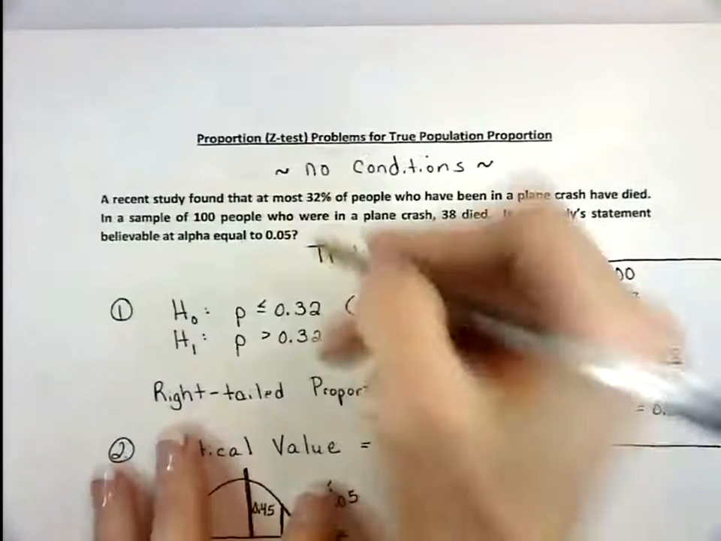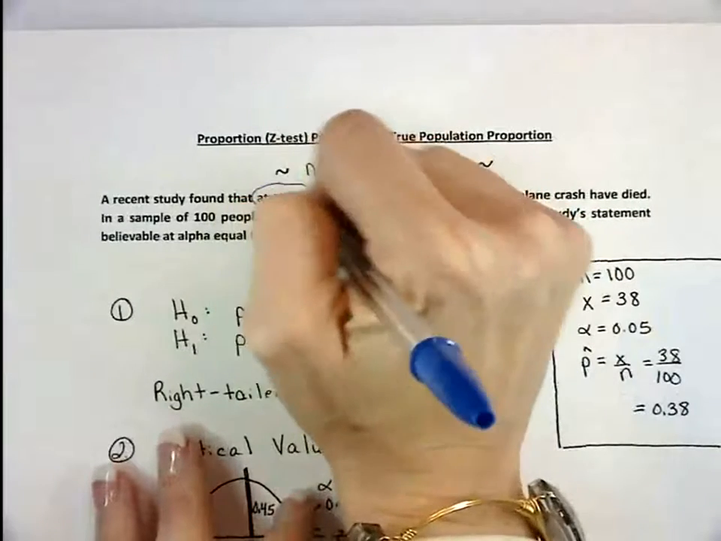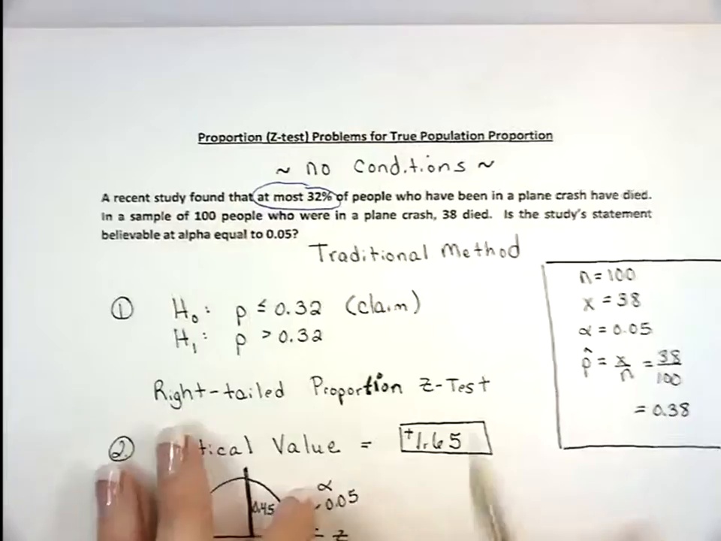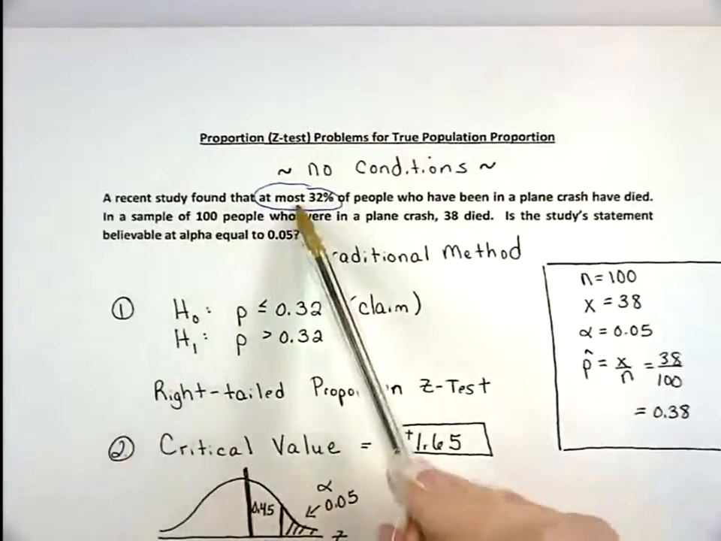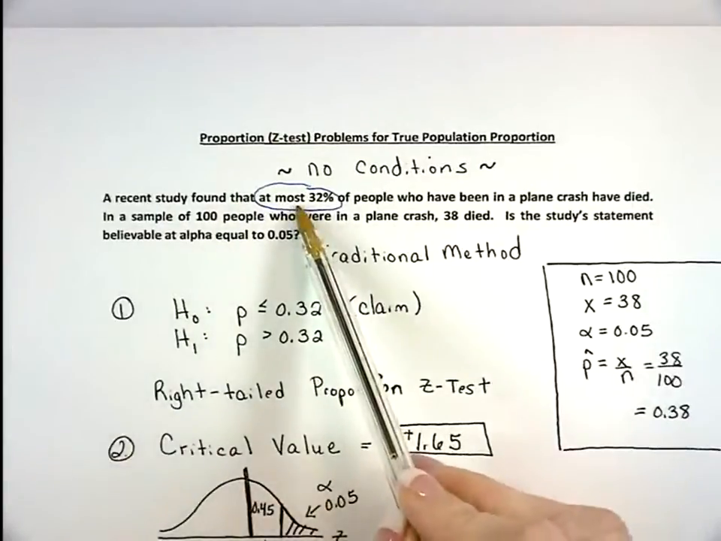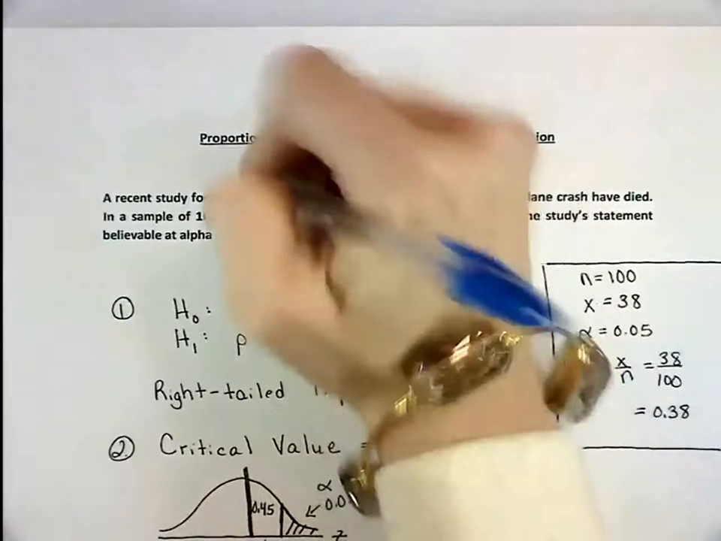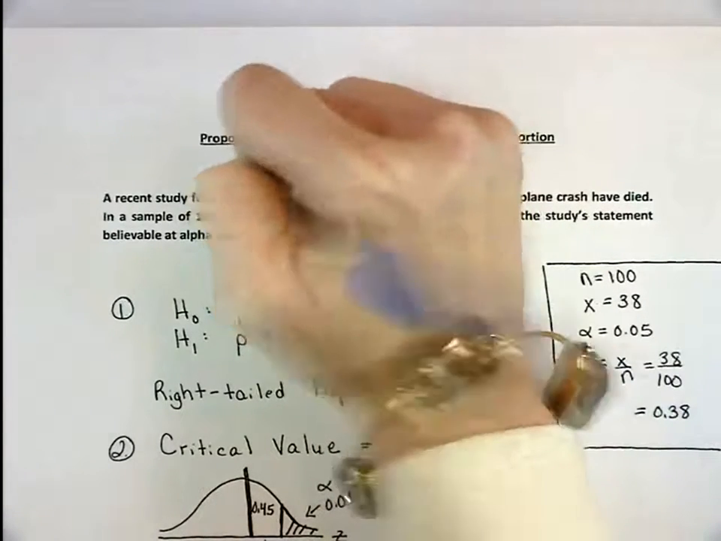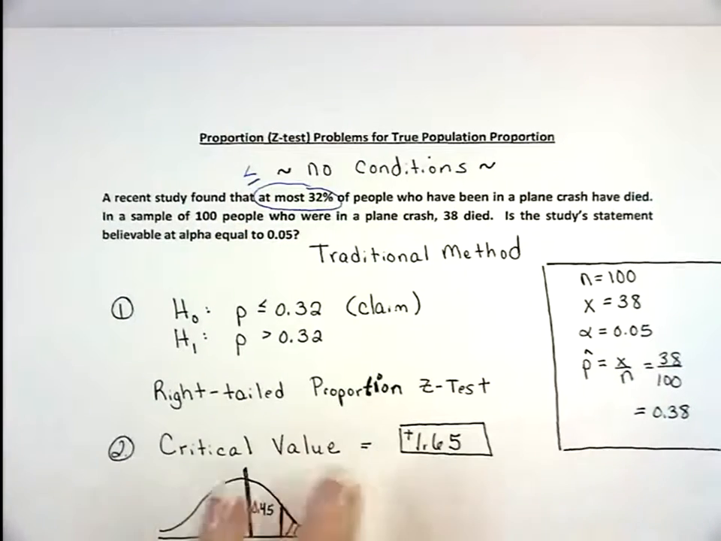I am going to circle at most 32%. If you do not know what at most means, you will go to your phrase sheet and look up at most. It is the symbol less than or equal to.